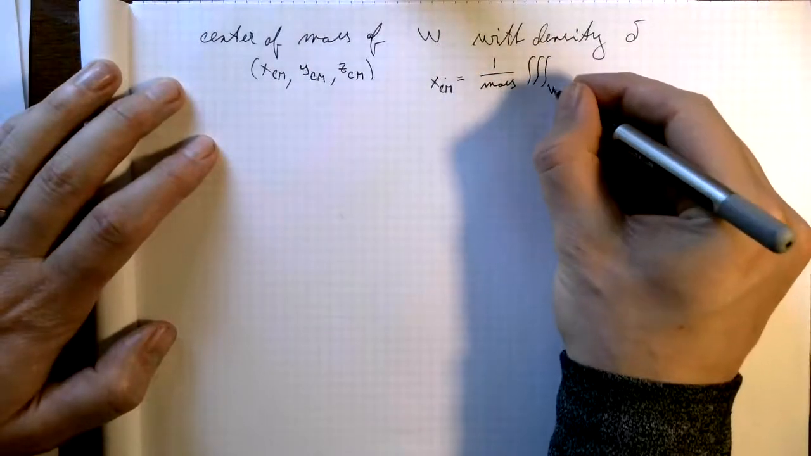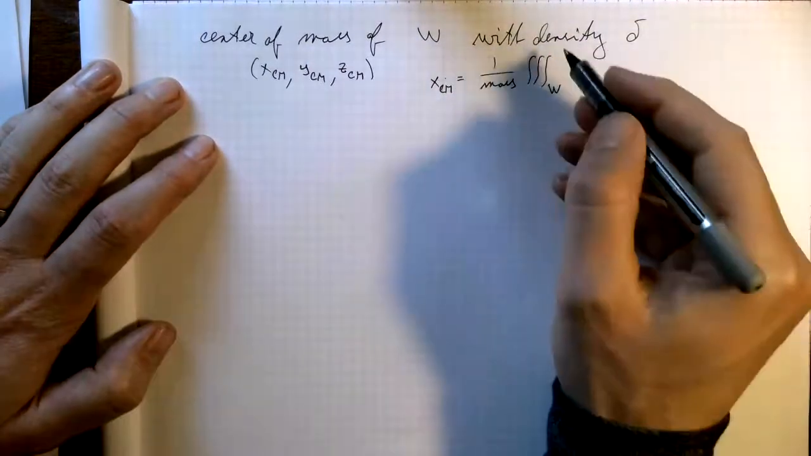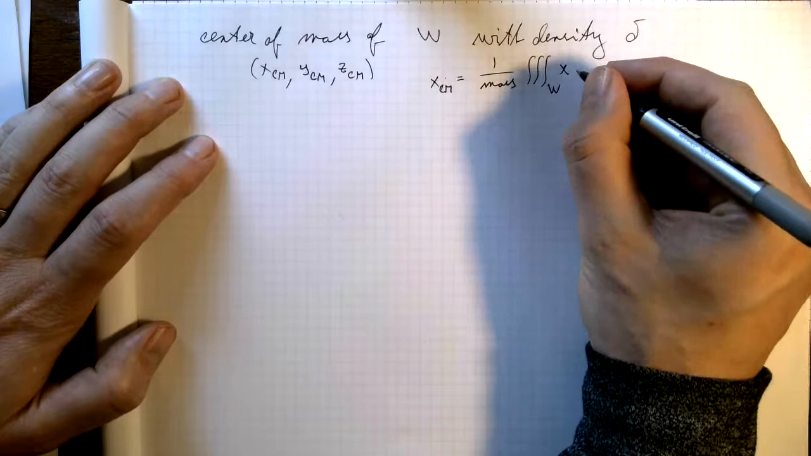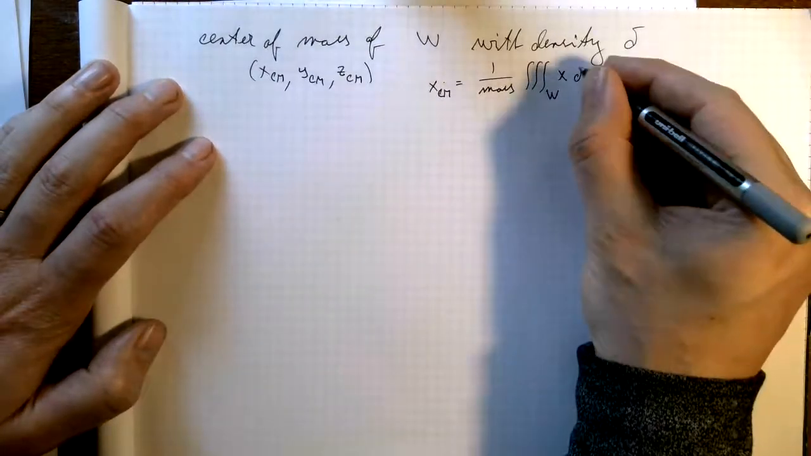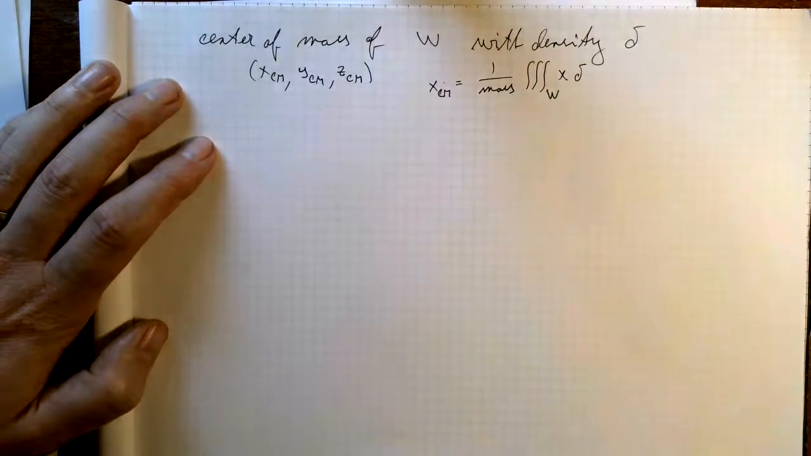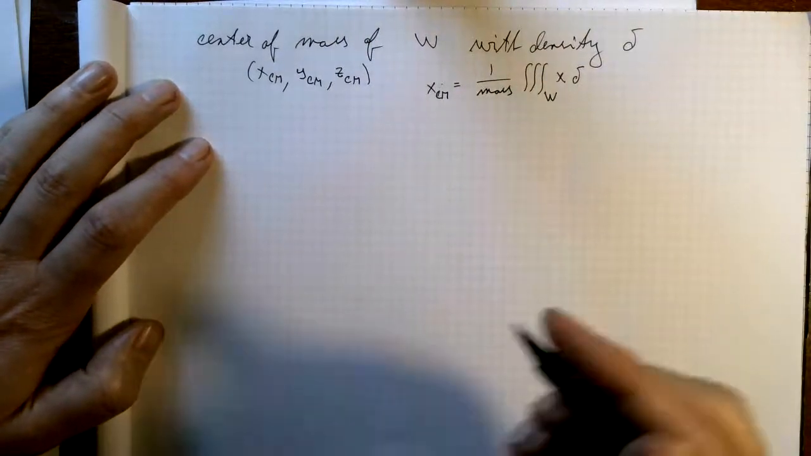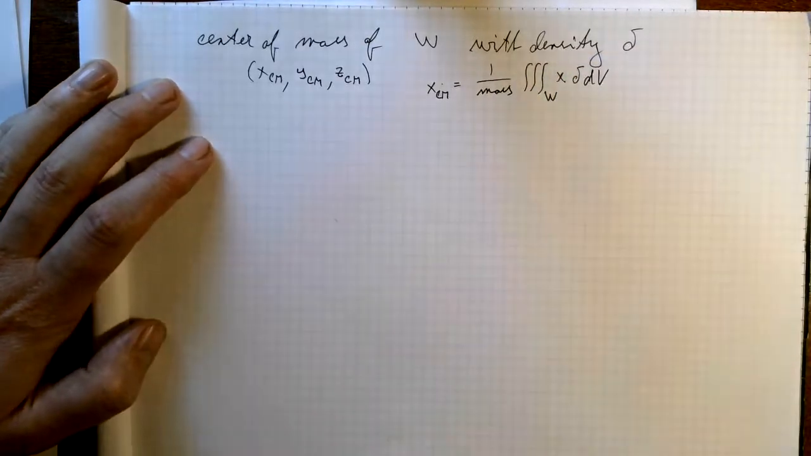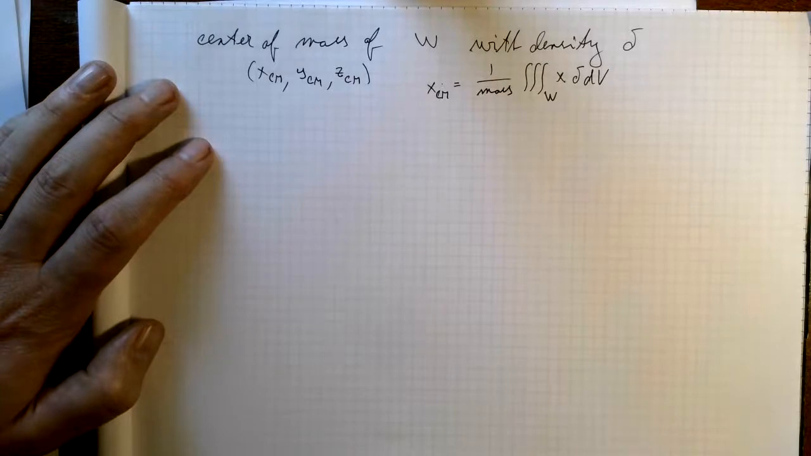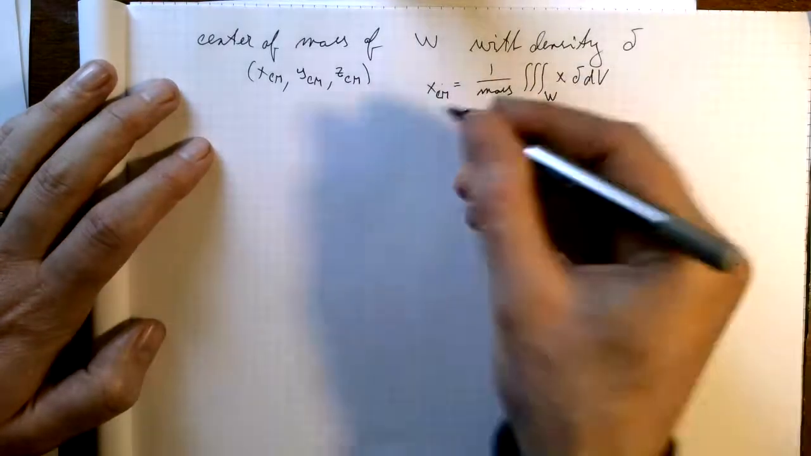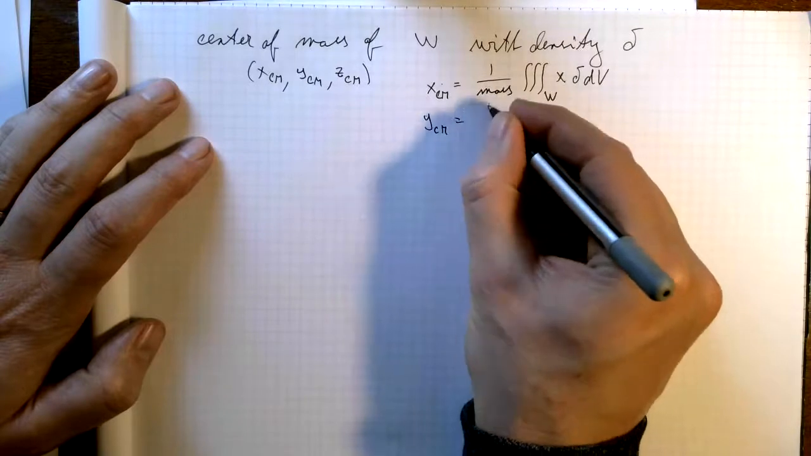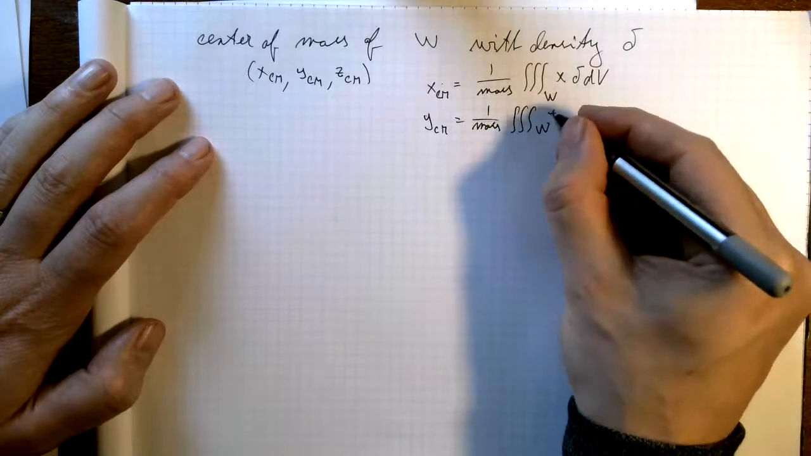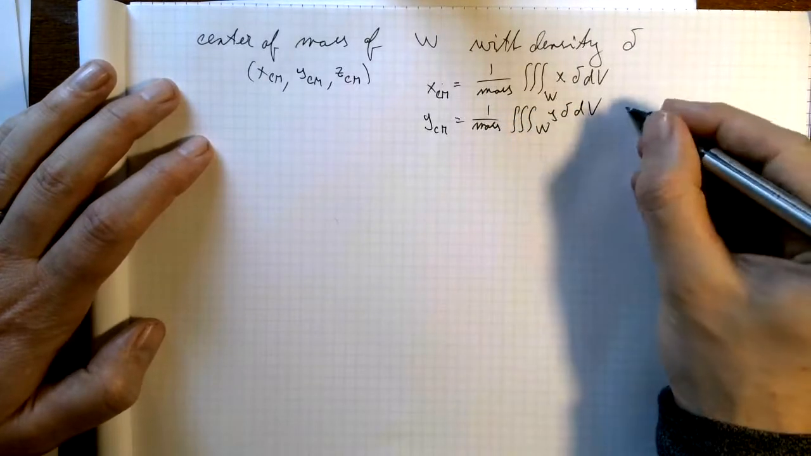So we're summing up over W, and we're averaging x, and we're averaging with respect to mass. So mass is given by the density times dV, right? So that's at least the x coordinate. Then the y coordinate is the same thing. And so is the z coordinate. Let me write it here.